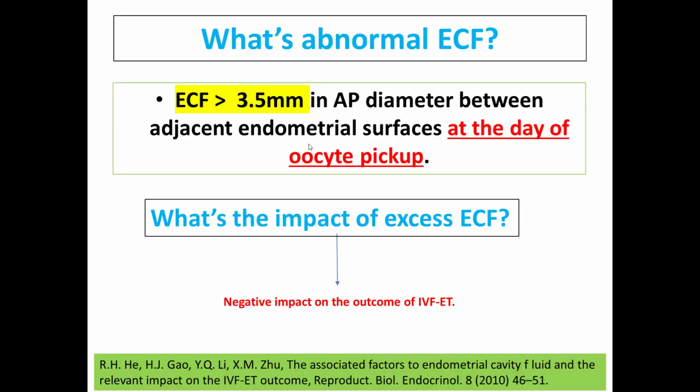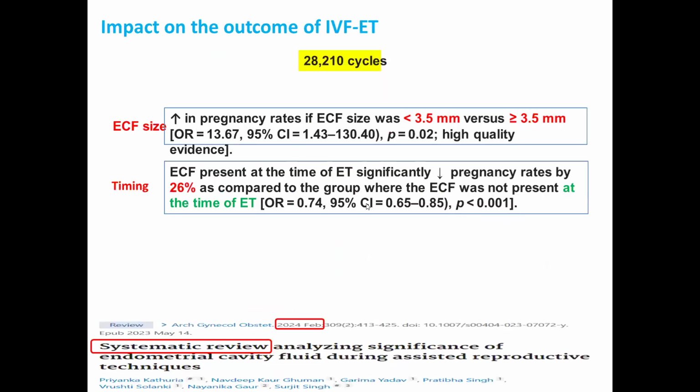So the abnormal endometrial cavity fluid is 3.5 millimeter anteroposterior diameter between the adjacent surfaces or more at the day of oocyte pickup, because this means that timing is important. When you are doing ultrasound, you have to ask your question, what is the cycle day of this patient? If this excessive endometrial cavity fluid is seen at the time of oocyte or ovum pickup, this is bad because it has deleterious effect and decreases the outcome of the IVF-ICSI.